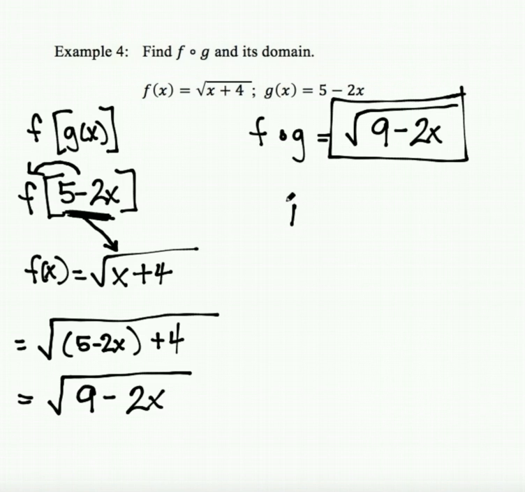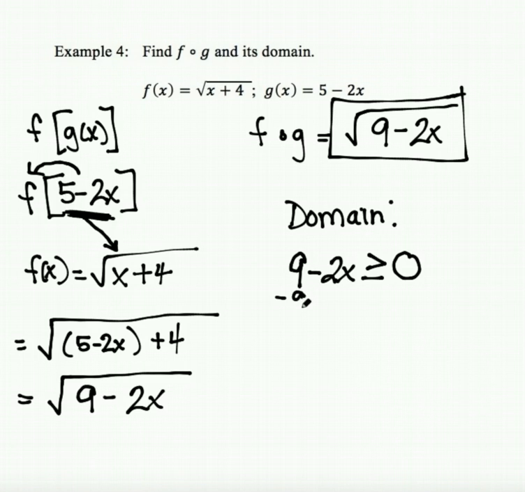Now I have to remember the second part is to find the domain. So let's look at my new function. This time I have a radical, and I know that whatever is under the radical, which is called the radicand, has to be greater than or equal to 0. So 9 minus 2x must be greater than or equal to 0. And so go ahead and solve that.